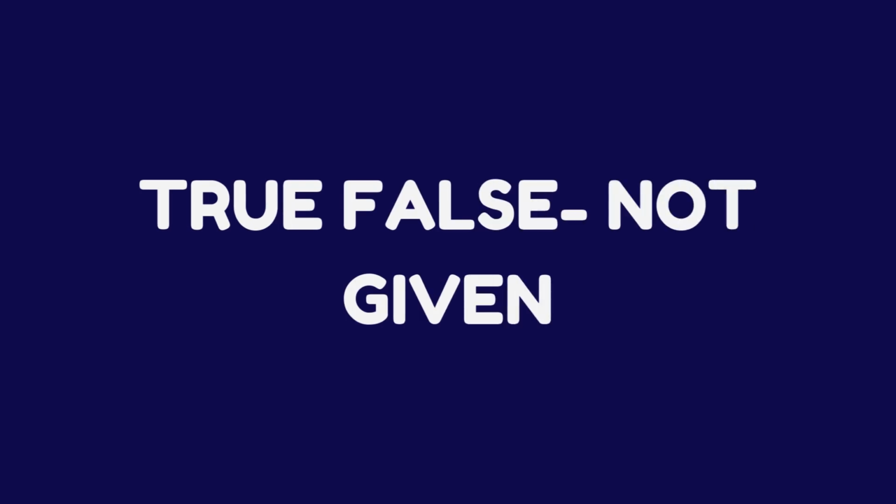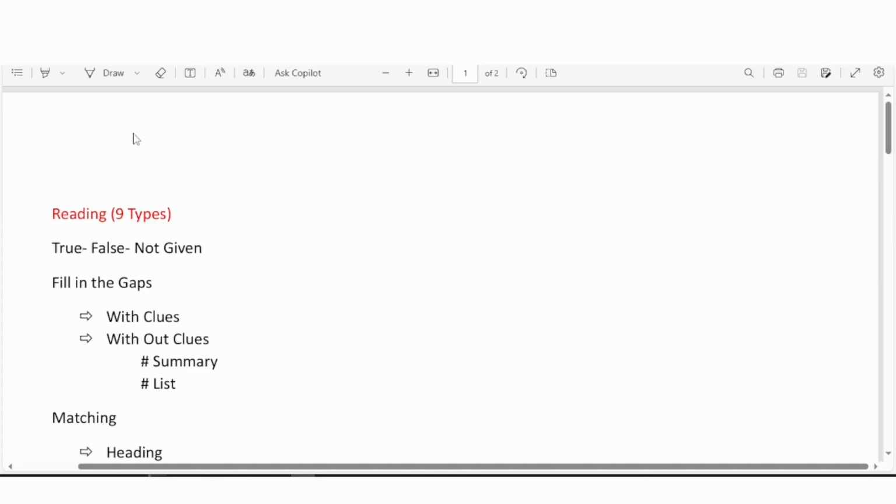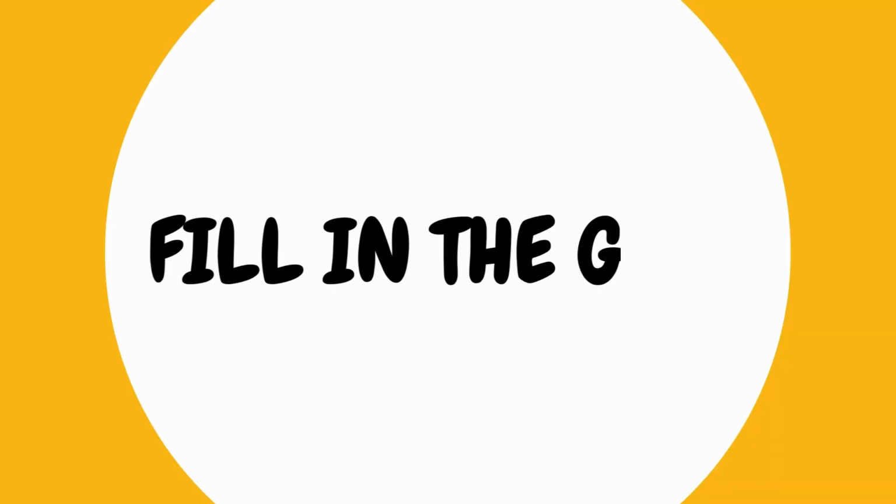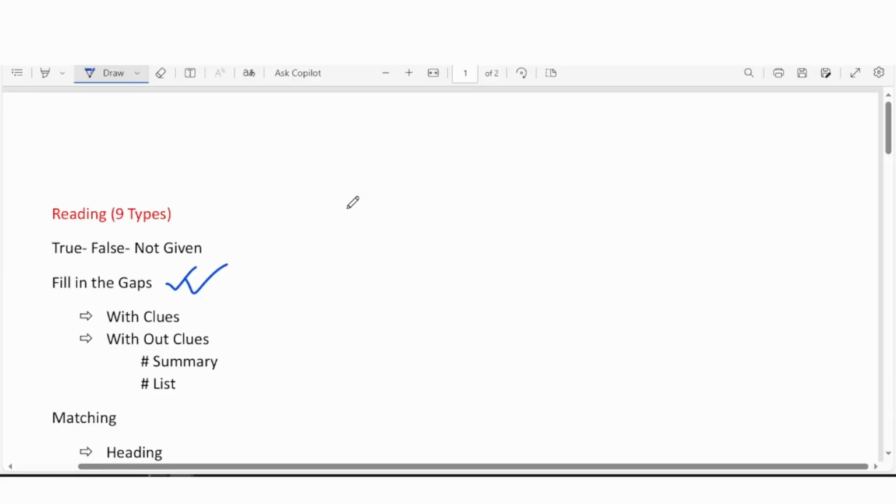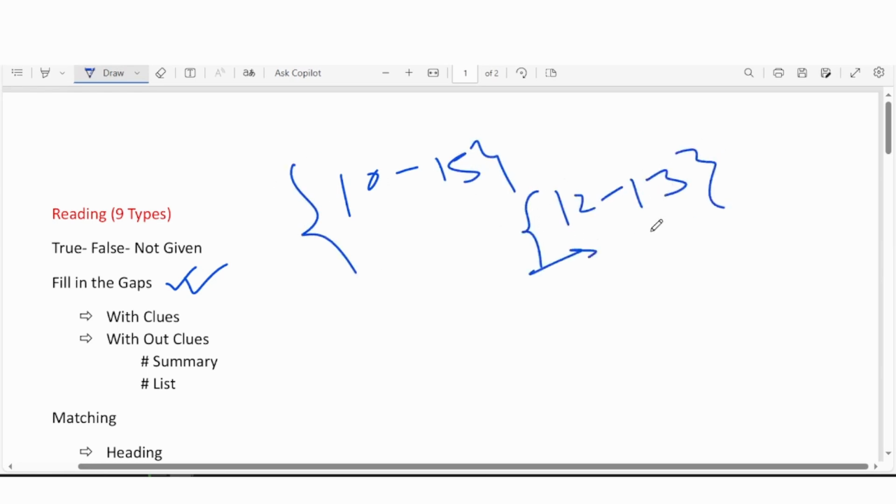True, false, not given: we have done it in the last class. Now in this class we're going to talk about fill in the gaps. Generally in your IELTS reading part, especially nowadays, you will get 10 to 15 fill in the gaps, generally around 12 or 13. Out of 40 questions you will get 12 to 13, which is more than a quarter, right?